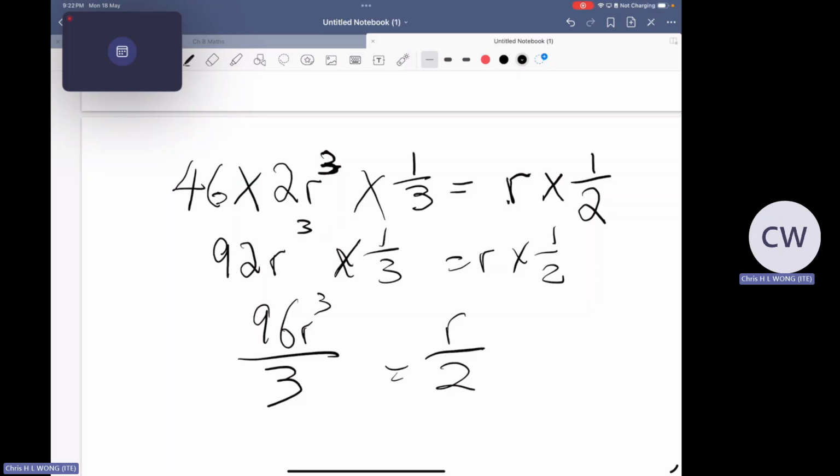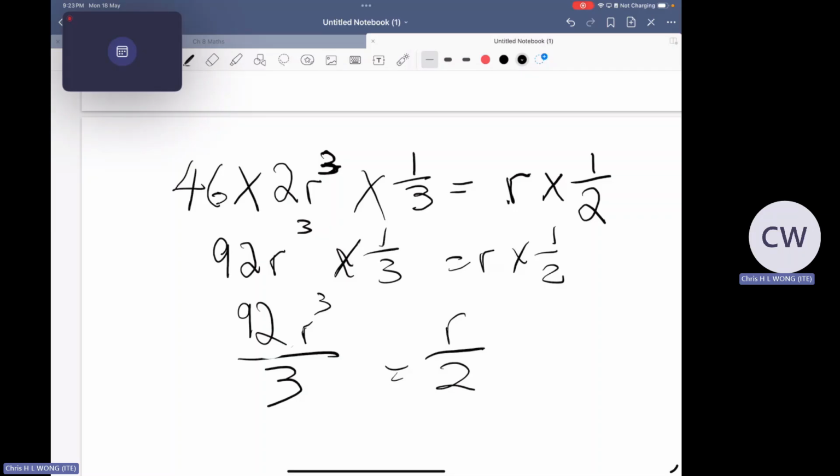Oh, sorry, 92. Actually, sorry, my mistake. If I bring 92 across, it will be 92 below, right? If I bring 3 across, 3 will be on top. Cross multiply, isn't it? So you always remember cross multiply. It must be opposite here.